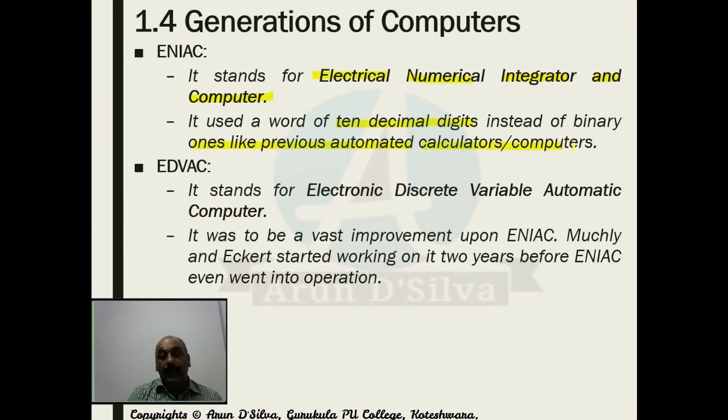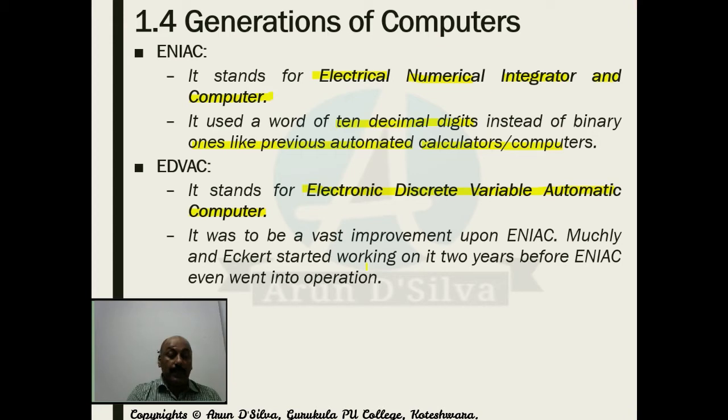EDVAC, the next, as I said with you. EDVAC stands for Electronic Discrete Variable Automatic Computer. And this was a much improved version of ENIAC. Mauchly and Eckert started working on it 2 years before ENIAC even went into operation. So these are the same guys who put effort to come up with the EDVAC machine also.